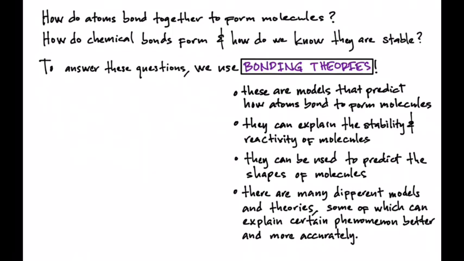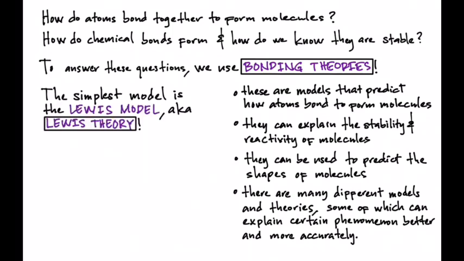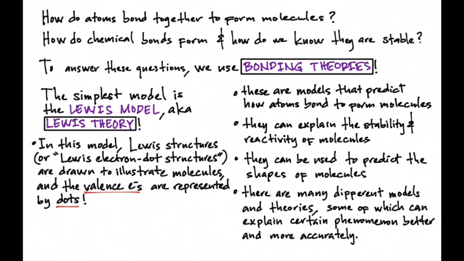There are many different types of models and theories, some of which can explain certain phenomena better and more accurately. One example is the Lewis model, and this is actually one of the simplest models in bonding theory. This is also known as the Lewis theory. In this model, Lewis structures or Lewis electron dot structures are drawn to illustrate molecules in which the valence electrons are represented by dots. So this model basically shows you the connections or the bonding between the atoms. For example, water is H2O. The two hydrogens in H2O are bonded to the oxygen atom, and this forms a very stable molecular structure.